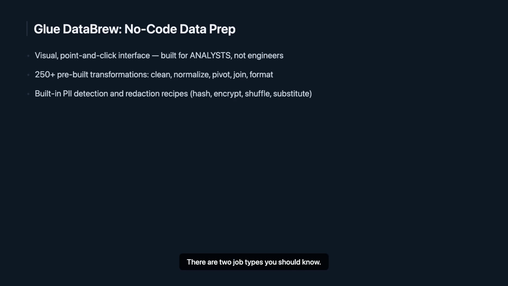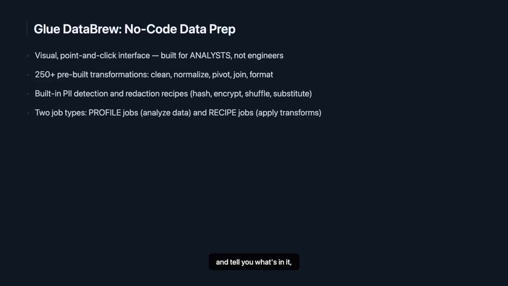There are 2 job types you should know. Profile jobs analyze your data and tell you what's in it, and recipe jobs apply a sequence of transformations and write the result back out. And here's the key word for the exam. DataBrew changes the data. Burn that into your brain. The next slide is the trap.